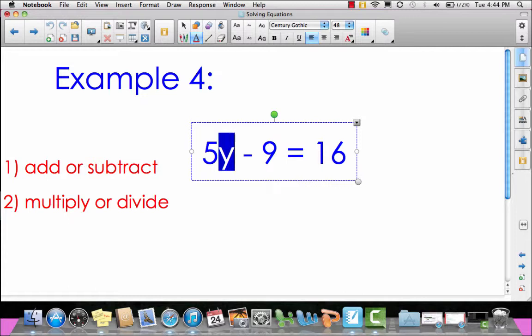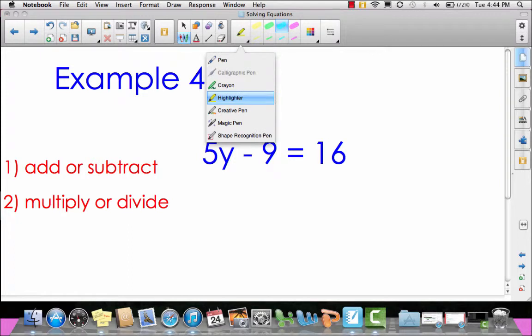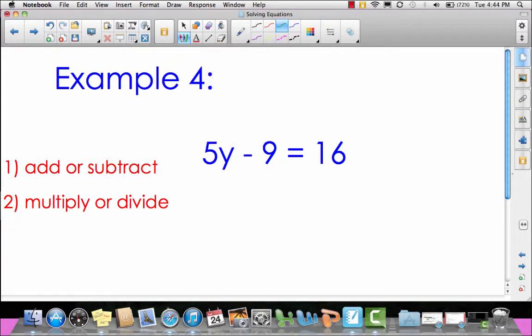So since I have to add or subtract first, I'm going to start by working with this 9. Since it's being subtracted, I have to add 9. So right under here, I'm going to do plus 9. And just like with our one-step equations, everything always has to stay balanced. So whatever you do on one side, you have to mimic on the other side.